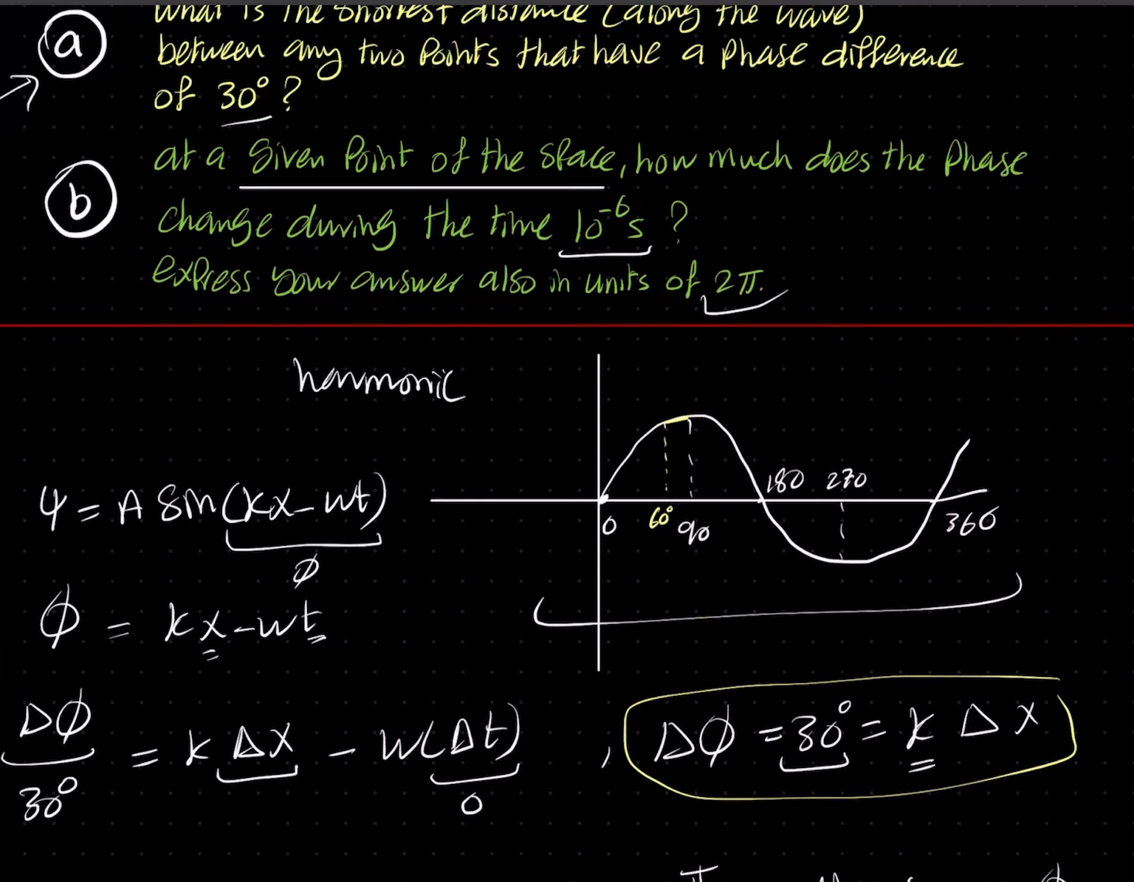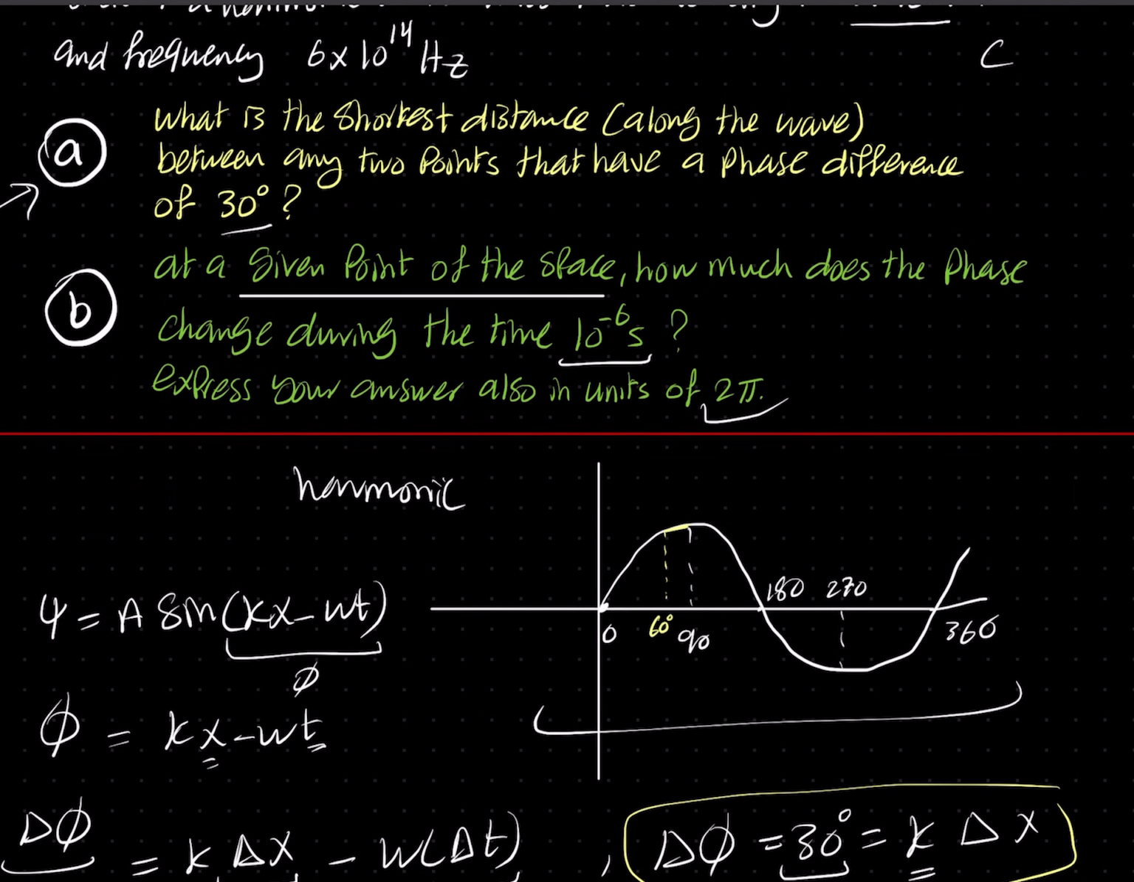So let's go back to the problem really quickly. What are we trying to calculate here? How much does the phase change? So we're trying to calculate delta phi. That's what we're after. How much does the phase change? And we can calculate this in terms of radians or degrees. It really doesn't matter. And we're given t is 10 to the power minus 6 during that time.